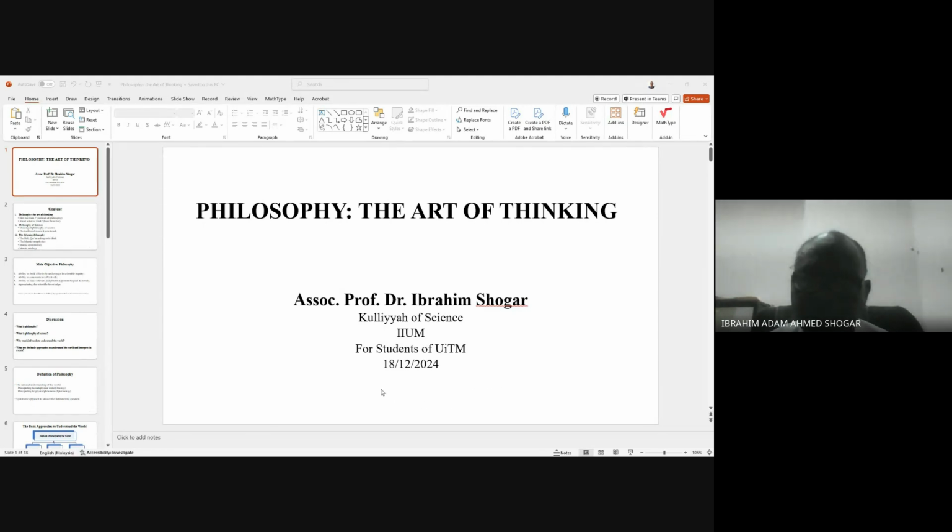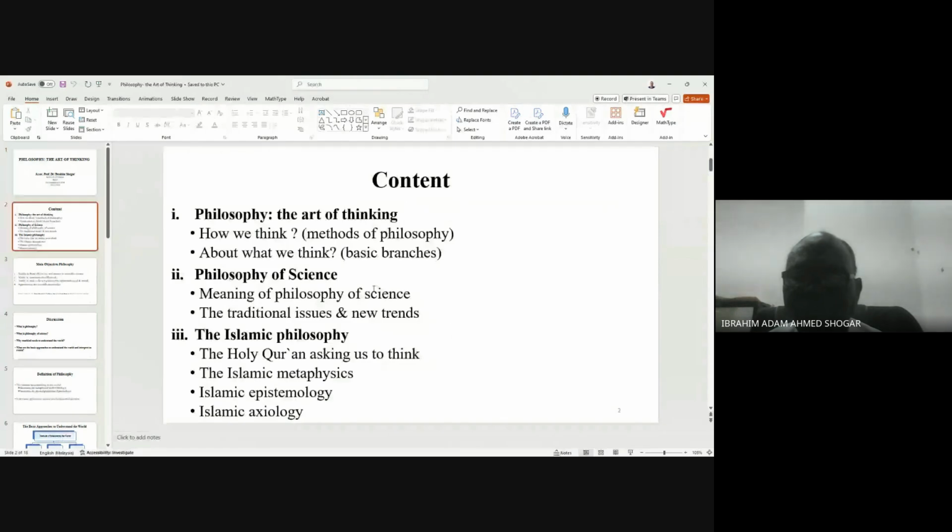Topic number one is what is philosophy, and also the basic branches of philosophy we will discuss. Of course, as Dr. Hakim said, this is philosophy as the art of thinking. So the focus of philosophy is thinking itself, that means using the mind itself. The second topic, where we can also highlight a little bit about philosophy of science. So these are the contents, as you see, three topics. And then number three, we go to Islamic philosophy.